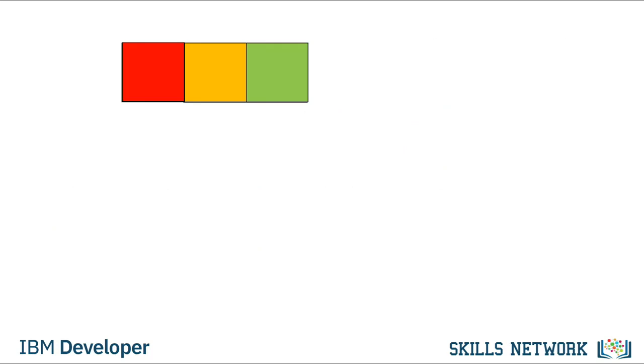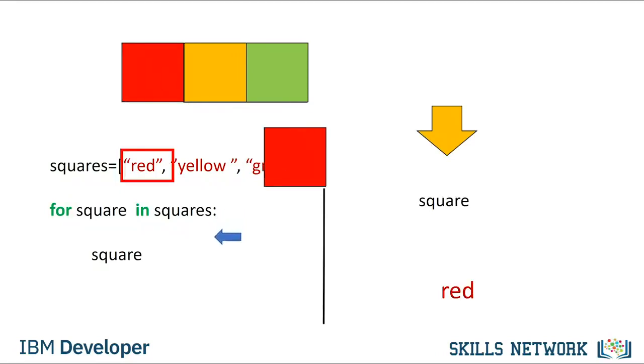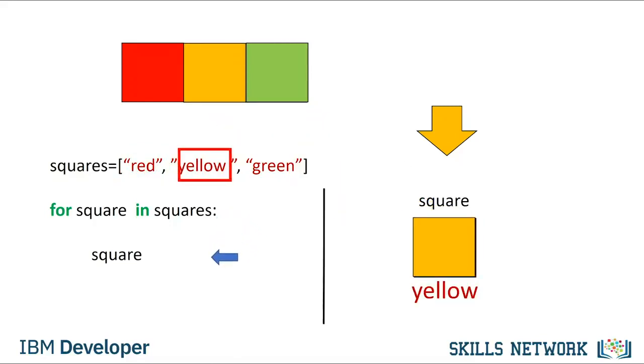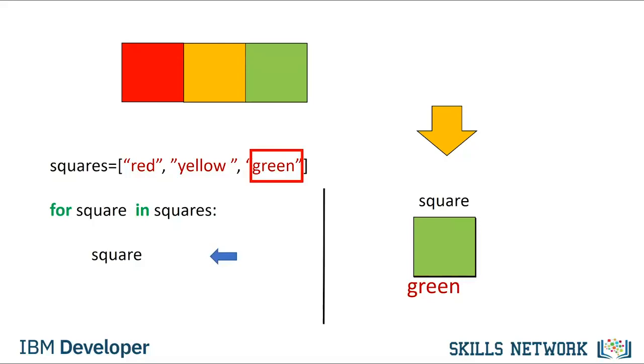We can also iterate through a list or tuple directly in Python. We do not even need to use indices. Here is the list squares. In each iteration of the loop, we pass one element of the list squares to the variable square. Let's display the value of the variable square on this section. For the first iteration, the value of square is red. We then start the second iteration. For the second iteration, the value of square is yellow. We then start the third iteration. For the final iteration, the value of square is green.